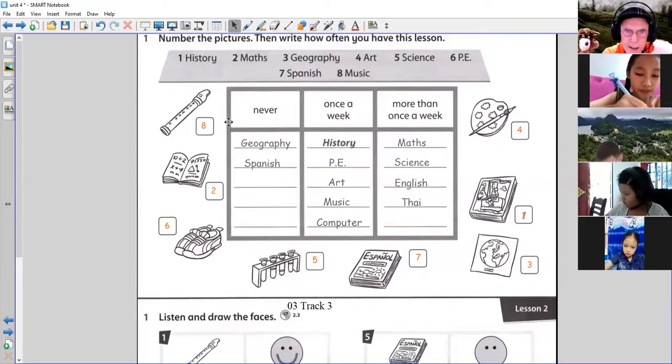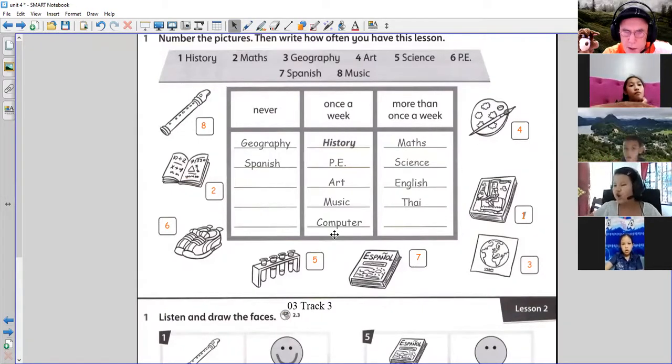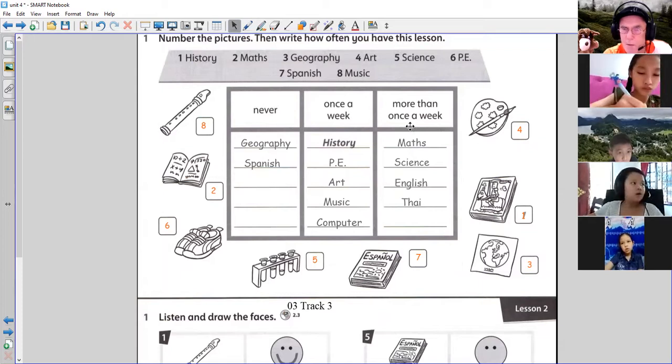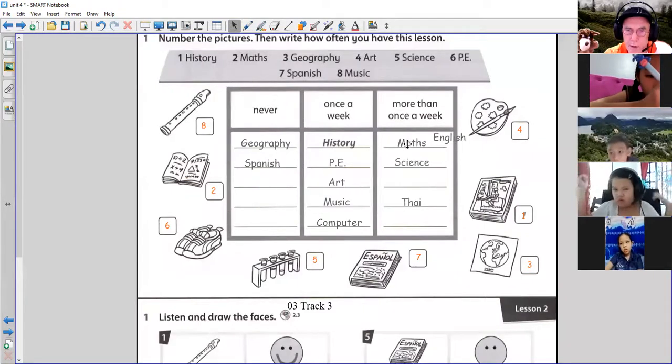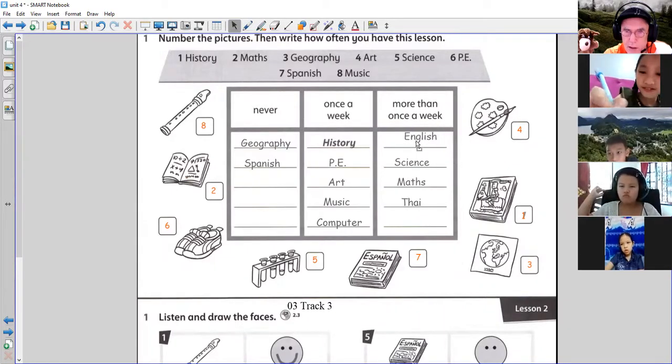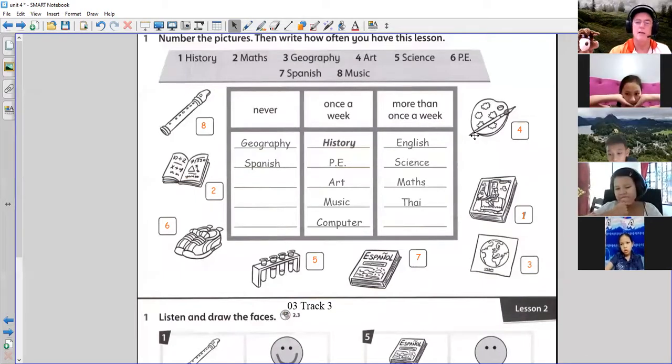So these are subjects that you don't study here. Geography and Spanish. These are subjects you study just one time a week. Okay, history, maybe not, but that was already in the book. PE, 1 a week, art, music, computer. And these are subjects that you study more than one time in a week. Okay, so maths, science, English, and Thai. Right? I think English should go at the top because you are in the intensive English course. And this is an English lesson, so that should go up there. Ah, right, okay.